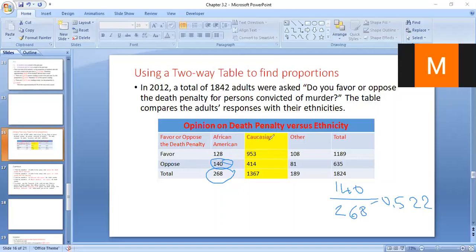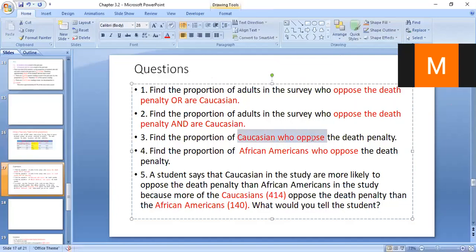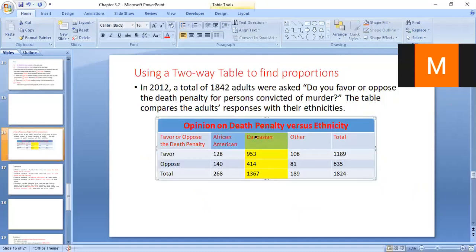Different from Caucasian, where we had total 1,367, but 414 uphold. So depending on the question, you get the number you define for the total, and you get the proportion. And the question about this one, find the proportion. Depending on what they ask, you look here: question 3, find the proportion of Caucasian who uphold. Question 4, African American who uphold the death penalty. So when you get a question, you look at this one.